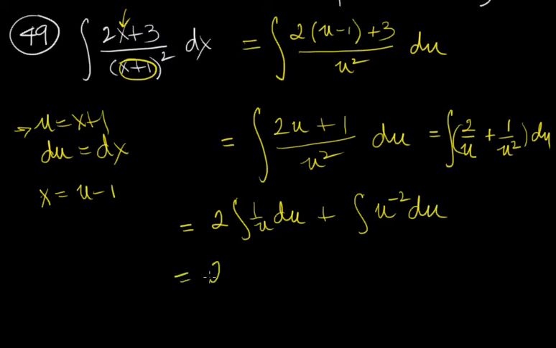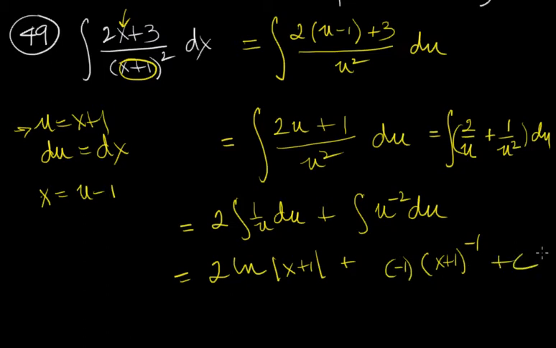Now integrating, we have 2 times the natural log of the absolute value of u, which is x plus 1, plus this will be u to the minus 1. So that is x plus 1 to the minus 1 times the reciprocal of minus 1 plus a constant. You could simplify that slightly.